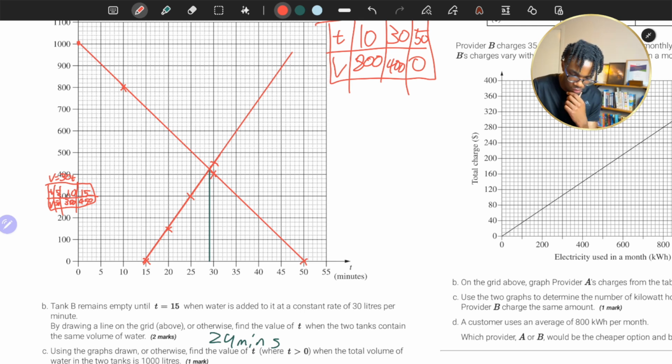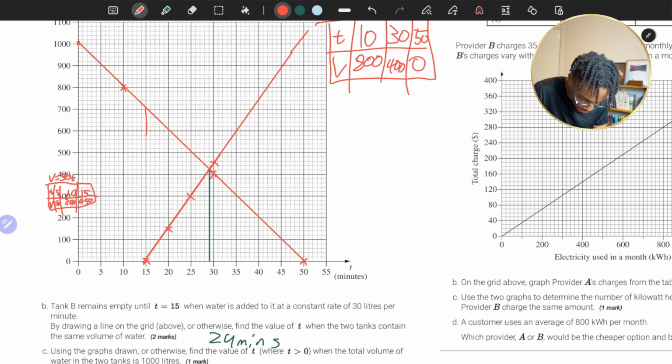Perfect. Okay, so we've got this here. Let's just extend this out a bit more. Right, pretend that's straight. Right, find the value of t where t is greater than 0. So t is on this side of the line. Right, greater than 0, so it must be in these values here. When the total volume of water is 1,000. Right, so this is just trial and error.